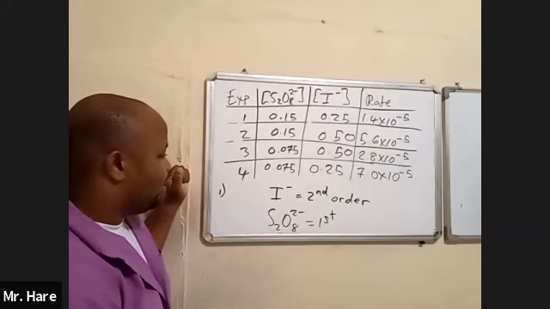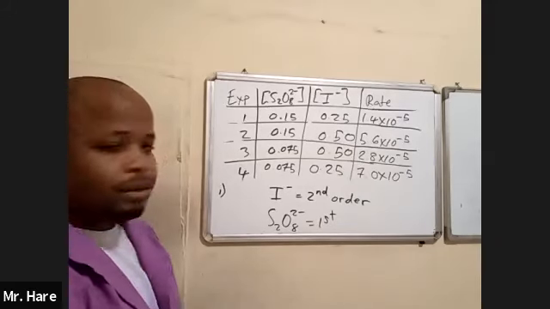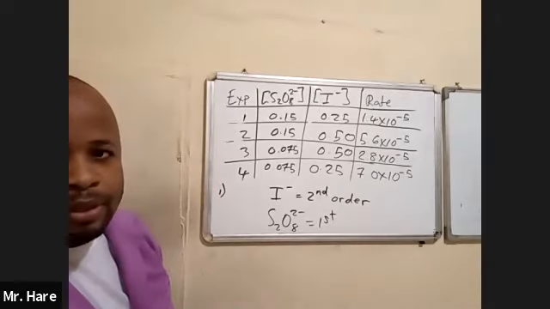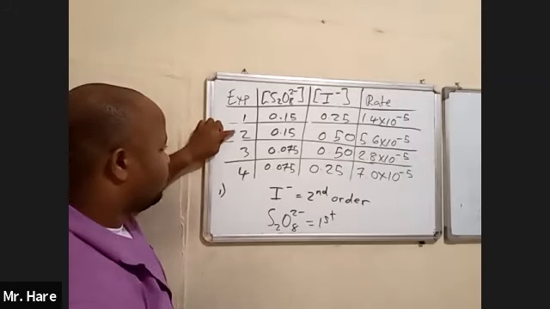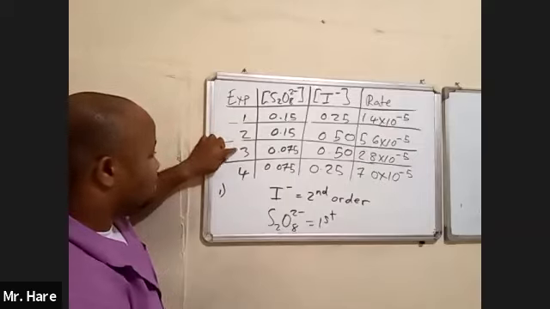All right. What about S2O8? If I use it alone, it doesn't make sense. Which two experiments? You use 2 and 3. They're going from 3 to 2. All right, so you use experiments 2 and 3.